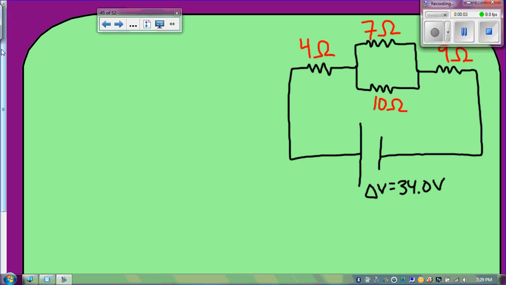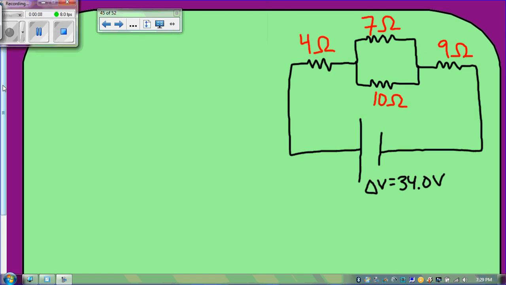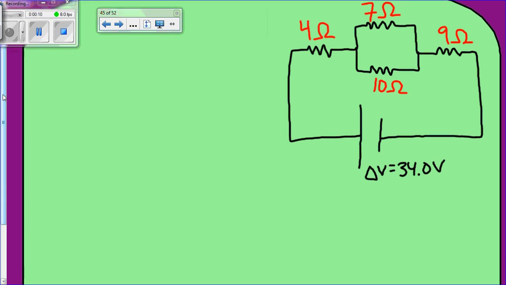Okay, let's go ahead and look at another example of a complex circuit. I'm going to move this over here. All right, so we have an overall circuit here that has parallel and series components again. We have 4 resistors, and we need to figure out what is the current and voltage for each resistor.